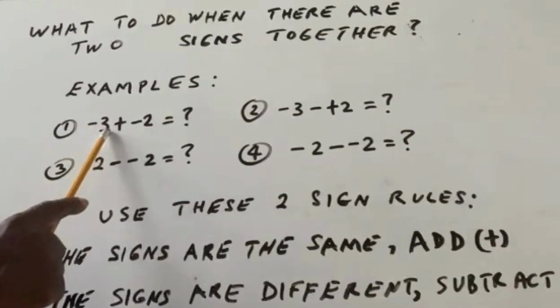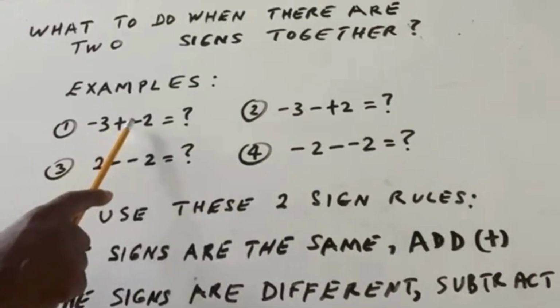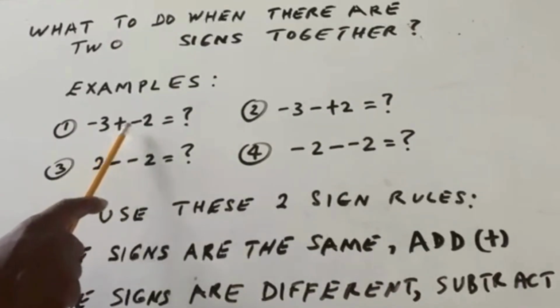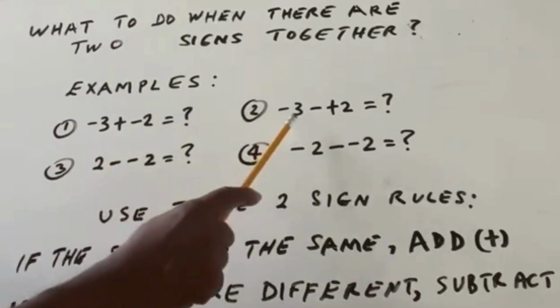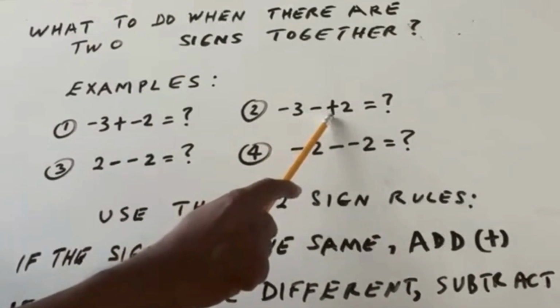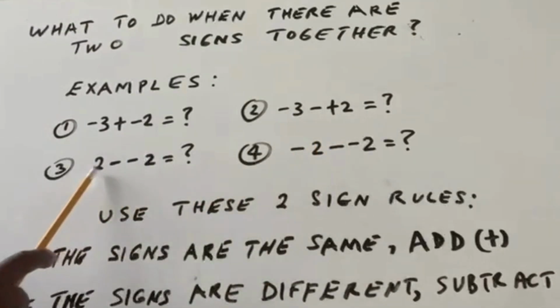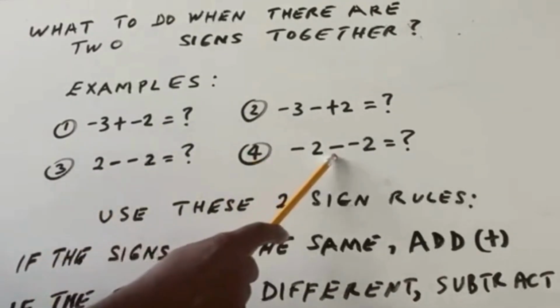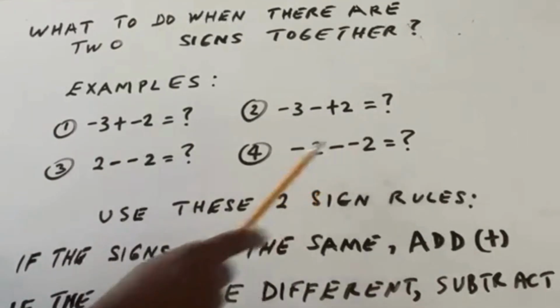Let's look at a case where we have 2 signs together. For example, negative 3 plus negative 2. Note there are 2 signs here. One is a plus and one is a minus. Or in this case where we have negative 3 minus positive 2, or 2 minus negative 2. Note that there are 2 negative signs here, and the same thing here, negative 2 minus negative 2.